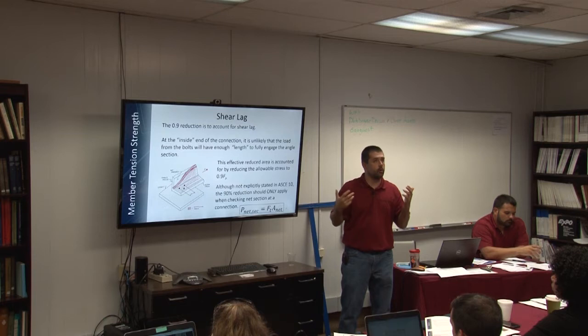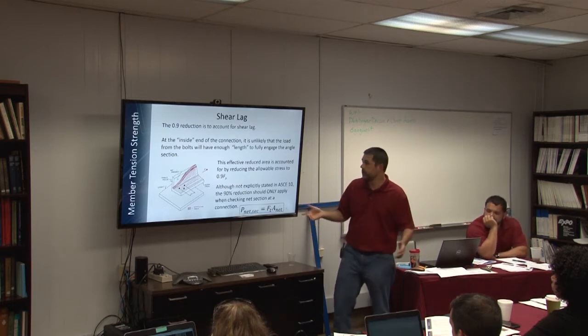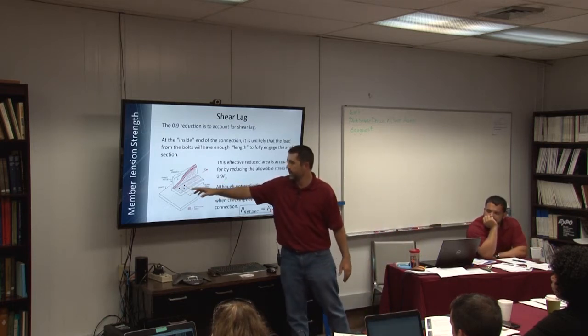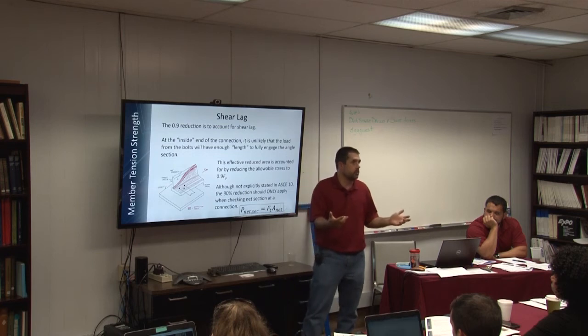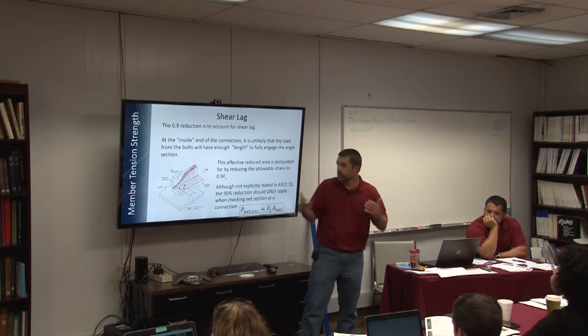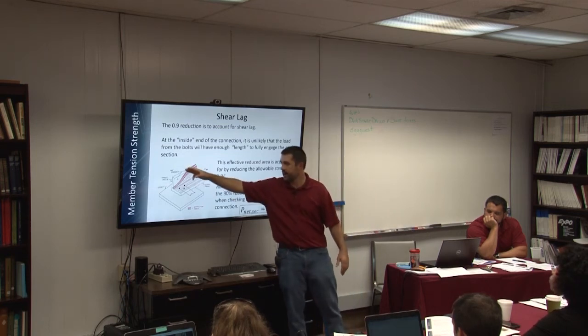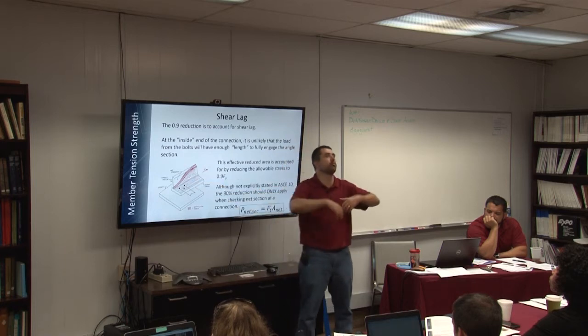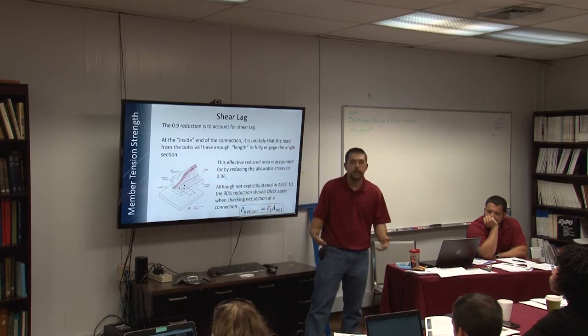Essentially, in tower design, the simplified approach is, if I've got a member connected on one leg, I'm going to reduce my tension stress, but really what I'm doing is accounting for the fact that I'm not able to apply the full yield stress over the entire section.